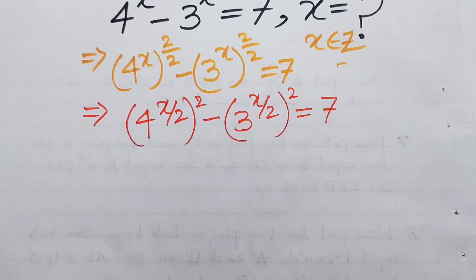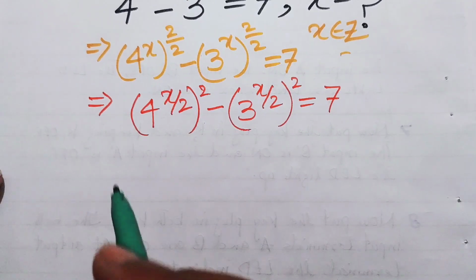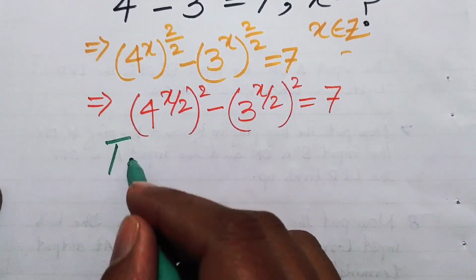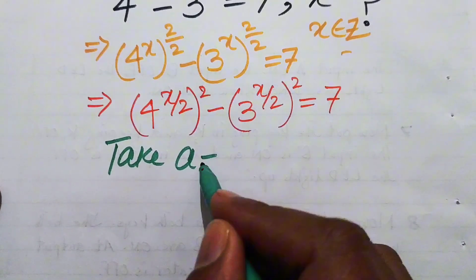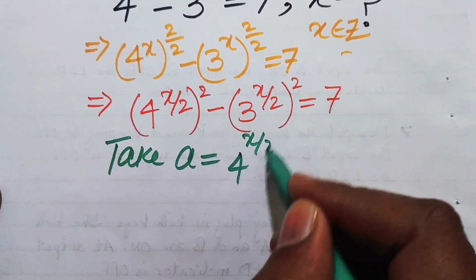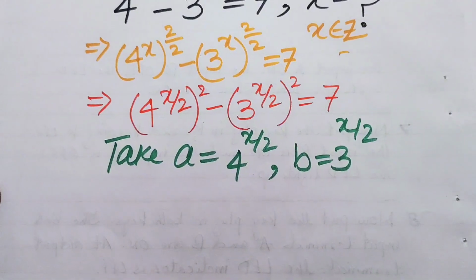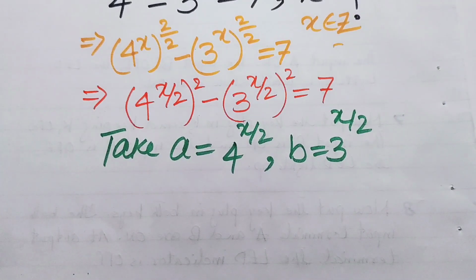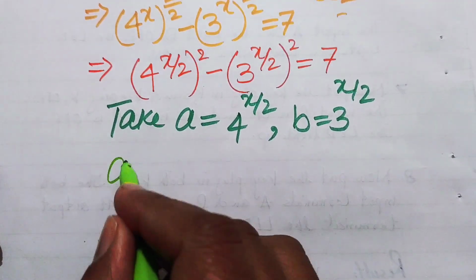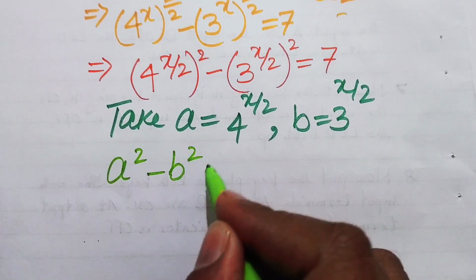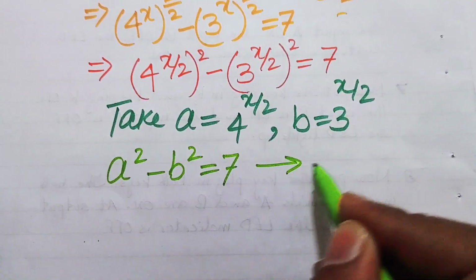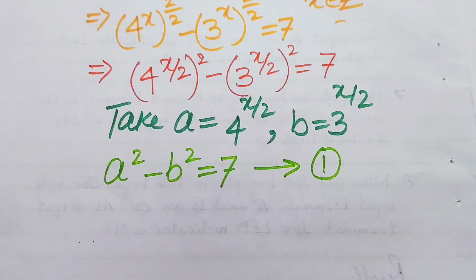Now we convert this exponential equation into a simple polynomial form. We take a equals 4 to the power of x over 2 and b equals 3 to the power of x over 2. When we substitute these two values in the above equation, it becomes a square minus b square equals 7, and we call this equation number 1.